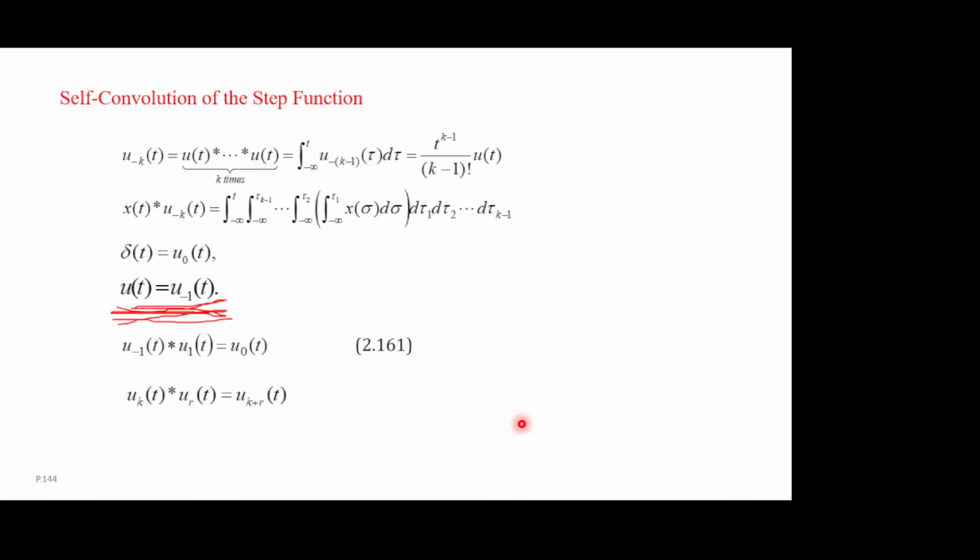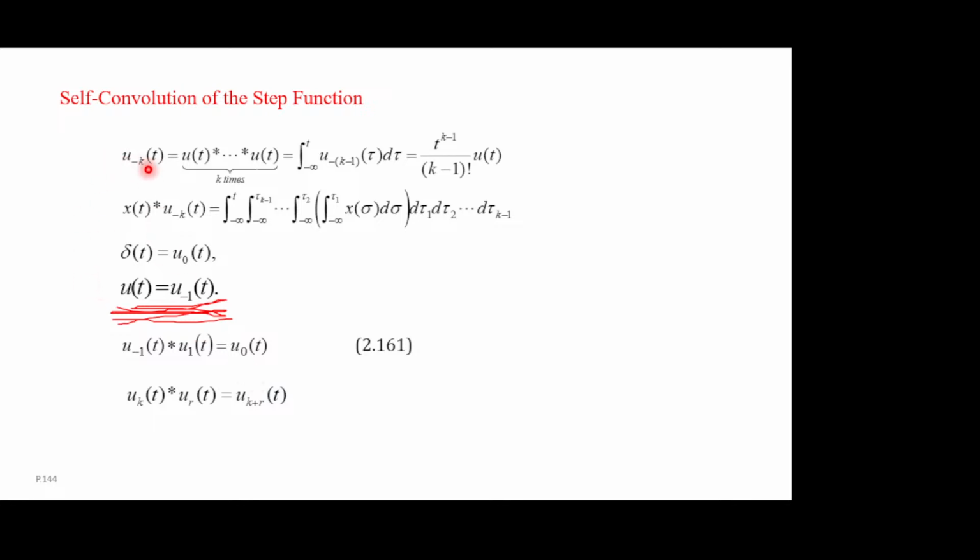And so you can see this go to k's power. They are all non-singular, and we call those u sub minus k. So they are u of t convolved k times, and it's like a polynomial: t to the k minus 1 power times u of t, divided by k minus 1 factorial. You can just check the integration is correct. And x convolved with u sub minus k will be x integrated k times. Okay.